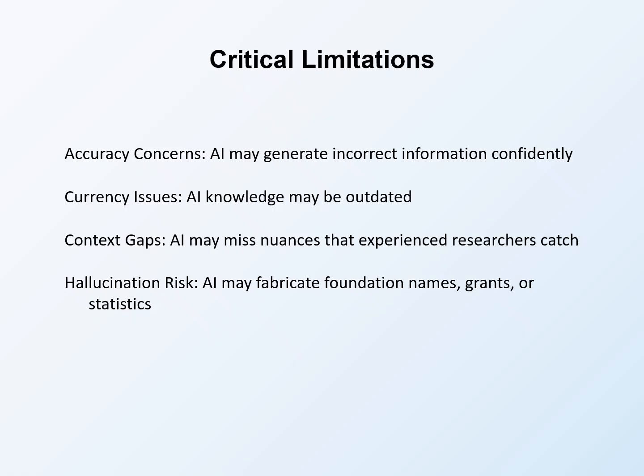Accuracy concerns arise because AI may generate incorrect information while appearing confident. AI might misstate a foundation's priorities, miscalculate grant statistics, or provide inaccurate contact information. Confident-sounding errors are particularly dangerous because they seem reliable. Currency issues mean AI knowledge may be outdated.